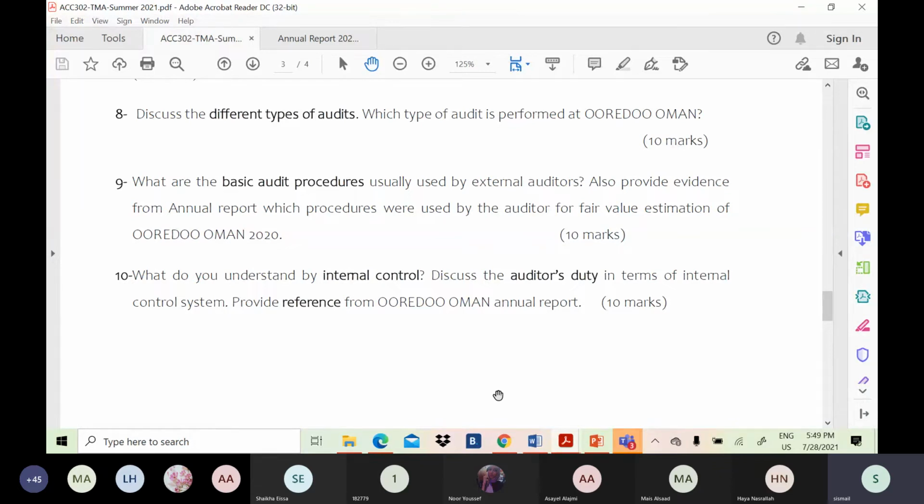Then let's go to the auditor report of Ooredoo Oman and look for evidence for each procedure you wrote. For example, if you write 6 procedures, try to find 6 pieces of evidence, as much as you can, from the annual report of Ooredoo Oman.